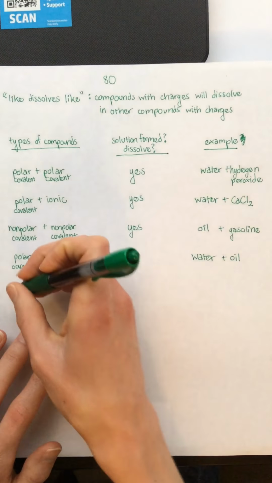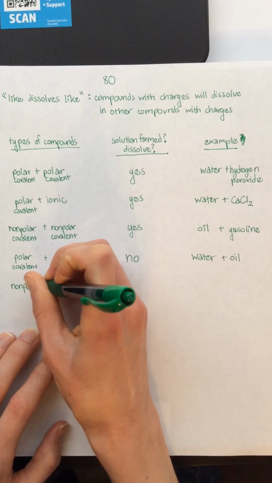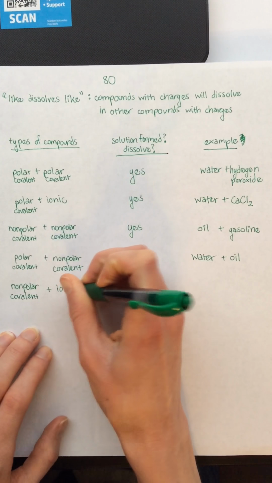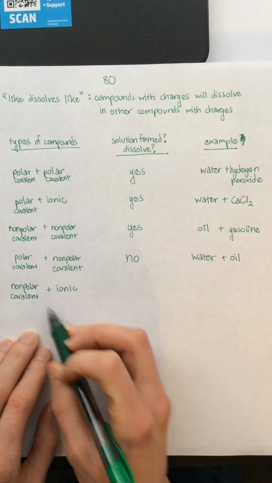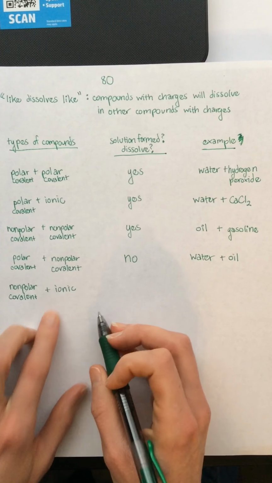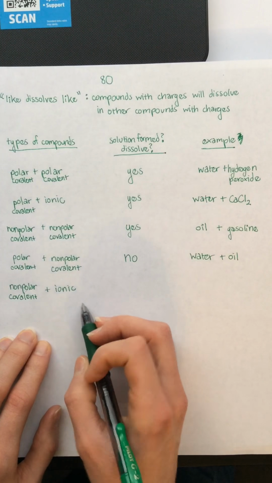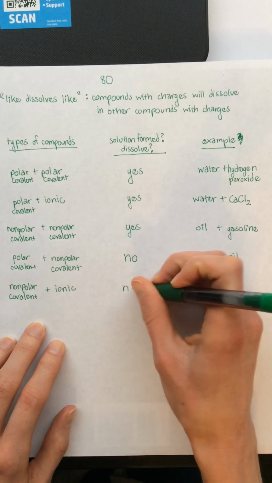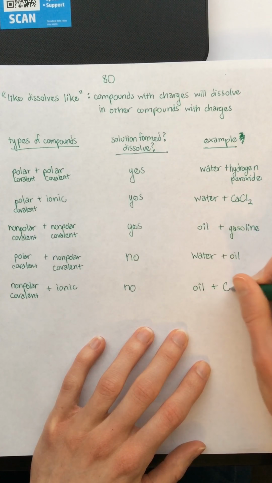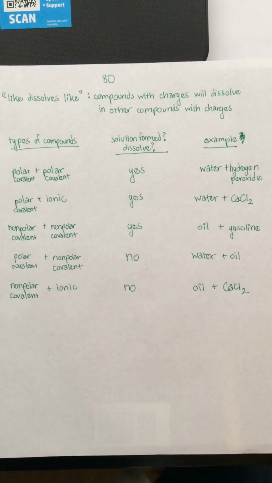Okay, now our last combination is non-polar covalent and ionic. So think about it for a second. Do you think these guys are going to mix? The answer is no, because ionic has charges and non-polar does not have charges. So basically, non-polar is not attractive enough for ionic compounds. So those are not going to dissolve. So that would be if you tried to dissolve oil and calcium chloride, which is rock salt. If you tried to take some rock salt and dissolve it in oil, that wouldn't work.